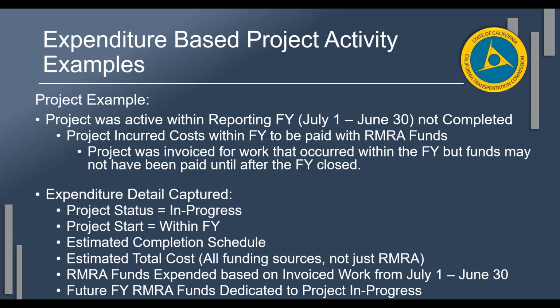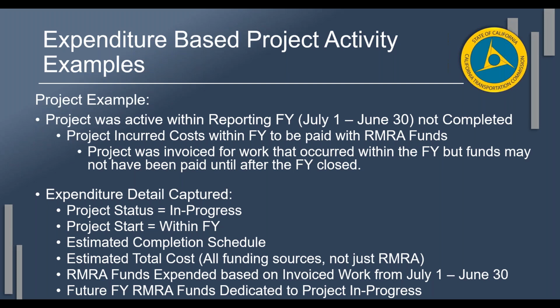So here are the examples based on the activity types that we were talking about. So here's one. Your project was active within the reporting year. This is July 1, June 30. It's not yet completed. It incurred costs within the fiscal year to be paid with RMRA funds. The project was invoiced for the work that occurred within that fiscal year, but funds may not have been paid until after the fiscal year closed. And then here's your expenditure detail that you would be capturing.